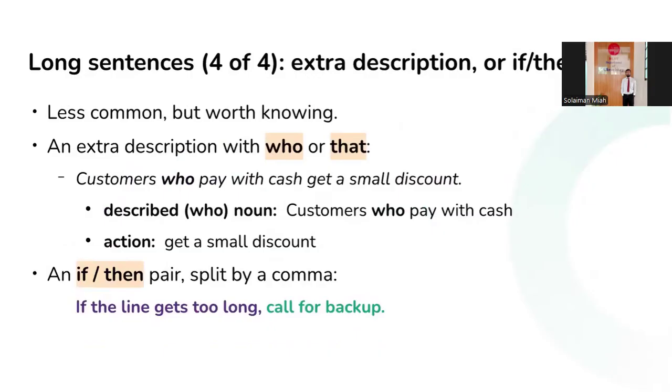Less commonly, you might hear a long sentence that adds an extra description with that or who. For example, customers who pay with cash get a small discount. The chunks there are a long noun phrase telling us who we're talking about, and that's then followed by the action. Or you might get an if-then sentence like, if the line gets too long, call for backup, which splits the sentence into 2 chunks by default. The if half sets things up. The comma is a pause, and the second half tells you what to do.